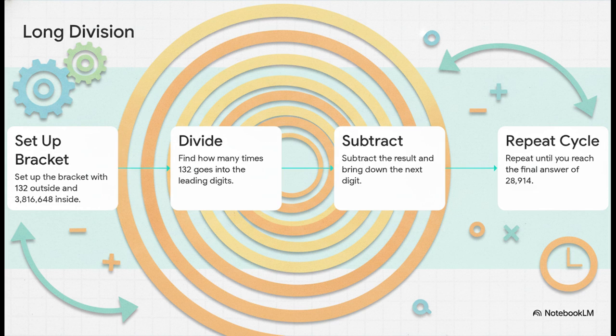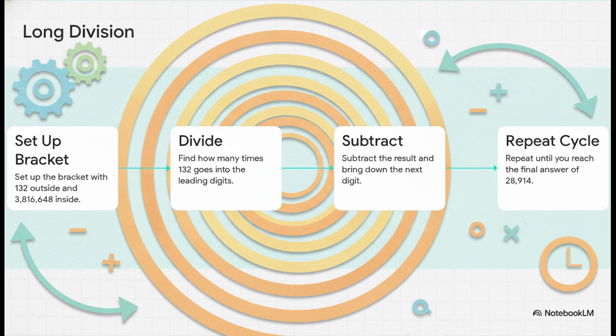Step 1, set up your division bracket. Step 2, look at your outside number, 132, and see how many times it fits into the first few digits inside. In this case, 381. Well, it goes in 2 times, so you write 2 on top. Step 3, multiply 2 by 132 to get 264, subtract that from 381, and bring down the next digit. And step 4, you literally just repeat that cycle. Divide, subtract, bring down, divide, subtract, bring down.